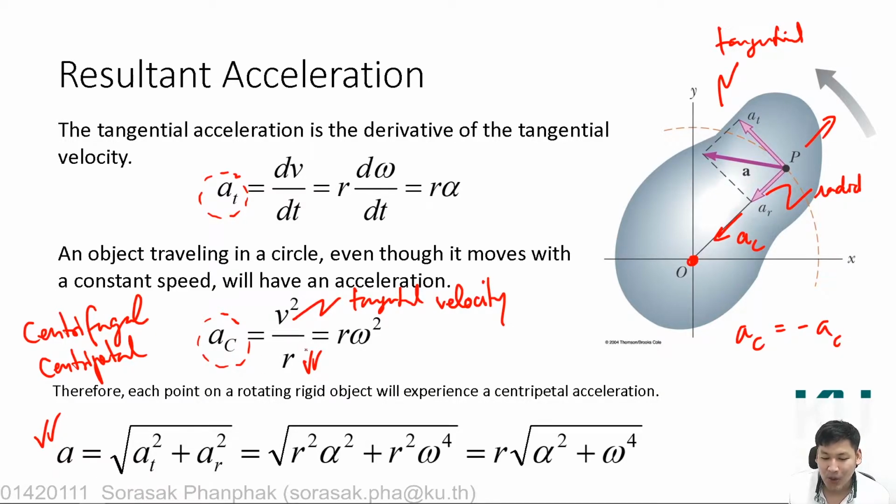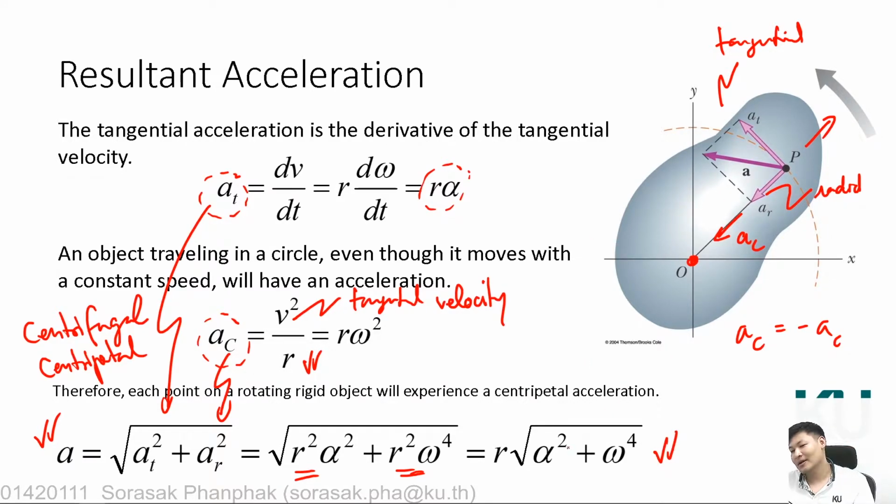So now look at this part. If you combine the tangential acceleration with the radial acceleration or centripetal acceleration here and here, you have the relation of R alpha for the tangential. You have the relation of R omega squared, which is from the v squared over R, that is from the centripetal acceleration. With this, you can have this form finally for the resultant acceleration of the object that rotates with some accelerations.